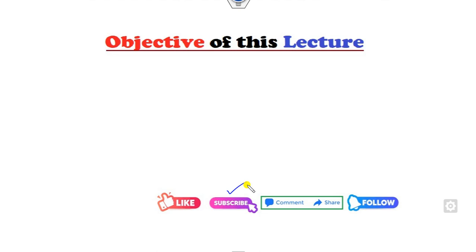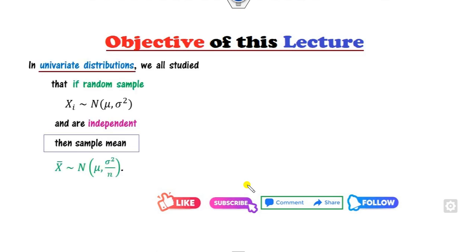Now, what is the objective of this lecture? As we have seen in our univariate distribution, whenever the random sample xi follows the normal distribution, then the sample mean x bar will also follow the normal distribution, whose mean is mu and variance is sigma square divided by n, where n is the sample size.